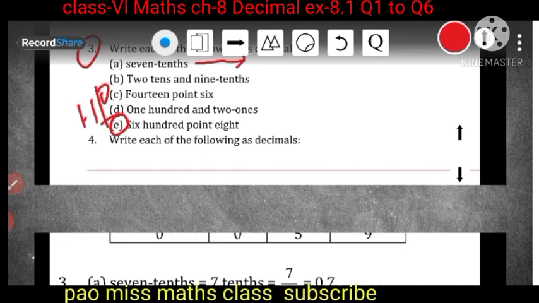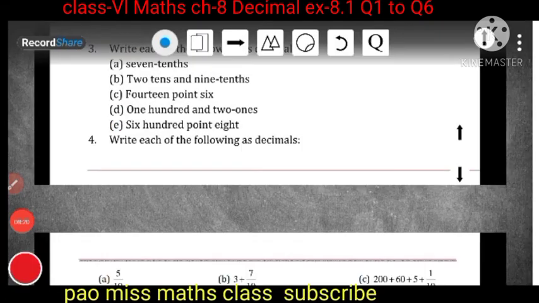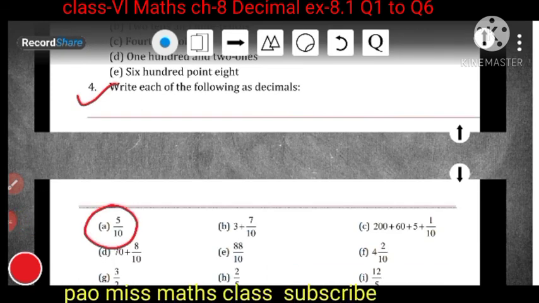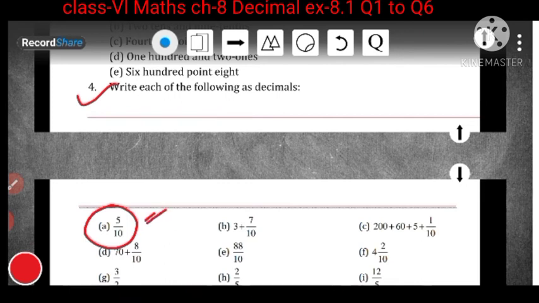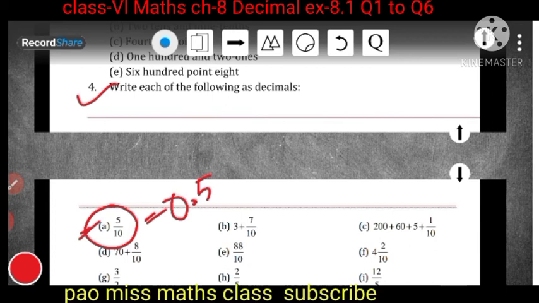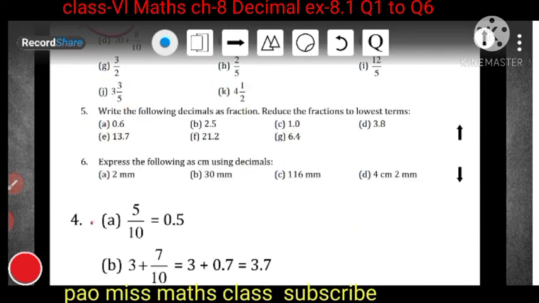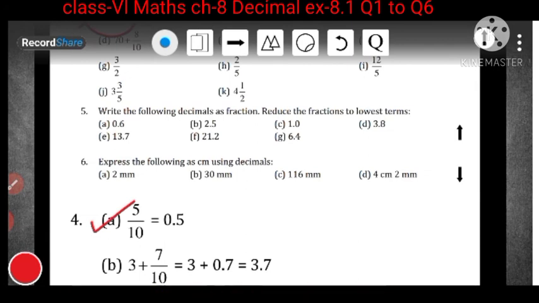Now come to question number 4. Write each of the following as a decimal. We have to write 5 upon 10 as a decimal. This is very simple. How many zeros are there? One 0 is there, isn't it? So before one digit you have to put a point. Only one digit is there, that means 0.5. This is the answer of the first question, 0.5.